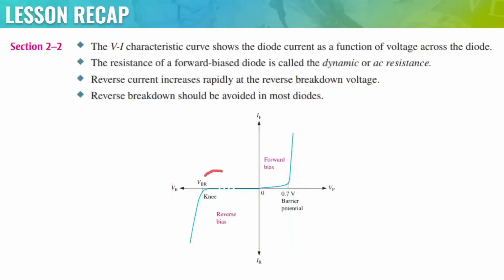For this area in between, the diode is considered off, or not very conductive. So again, reverse breakdown should be avoided in most diodes. So we prefer to operate in this area rather than over here. This is not the case for Zener diodes, since they normally operate in reverse breakdown.